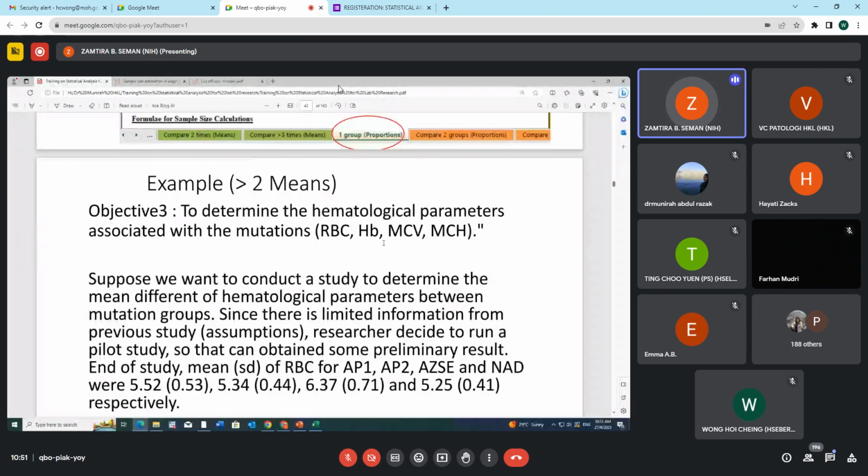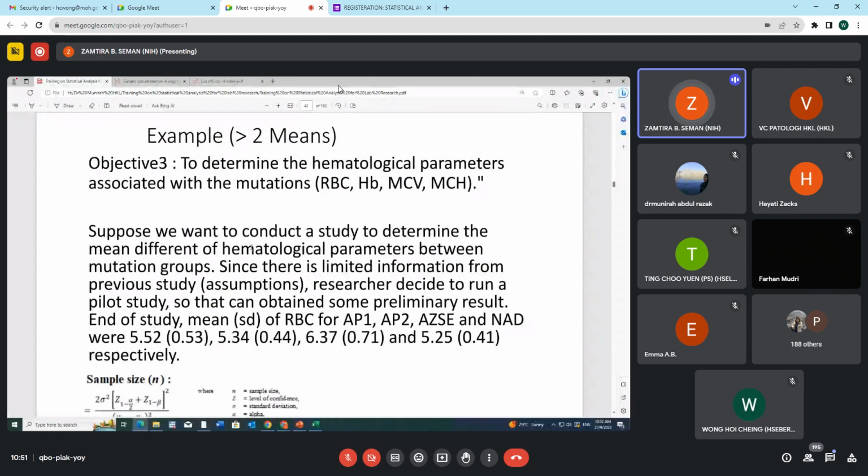To determine hematological parameters associated with the mutation. Suppose we want to conduct a study to determine the main difference of hematological parameter between mutation groups. Since there is limited information from previous study, this is my assumption. I guess there is already a lot of information, but I just want to show it here. If suddenly there is no previous study, why not we use a pilot study?